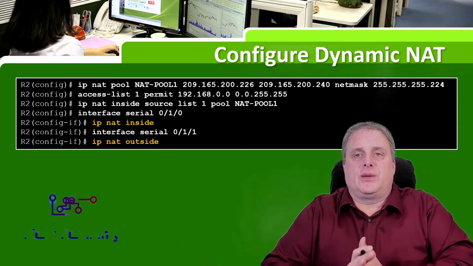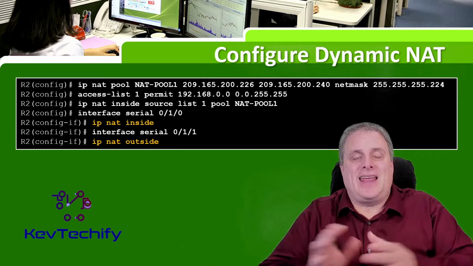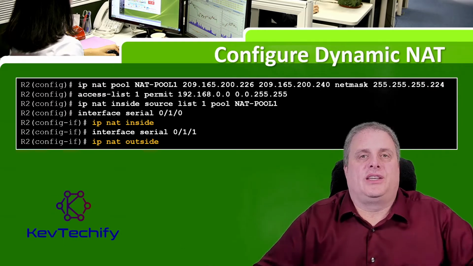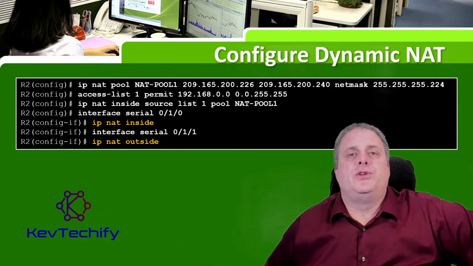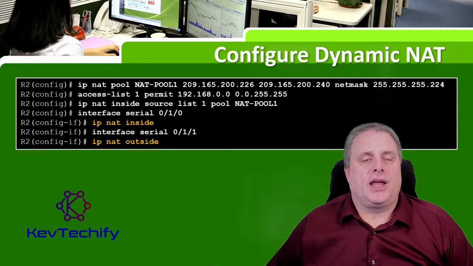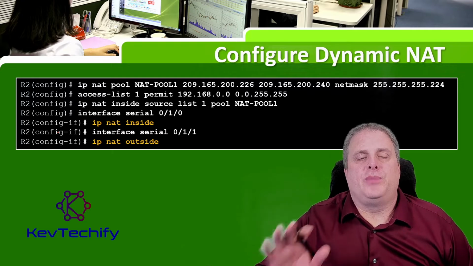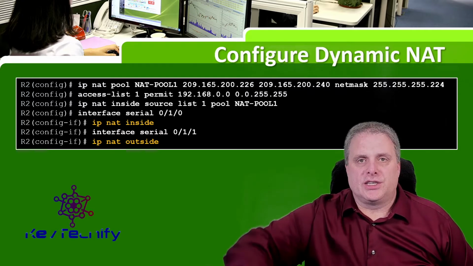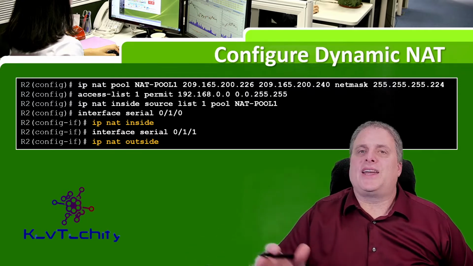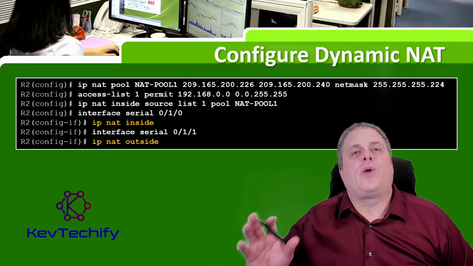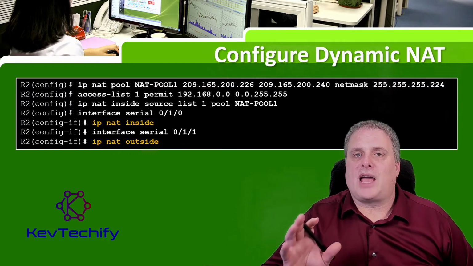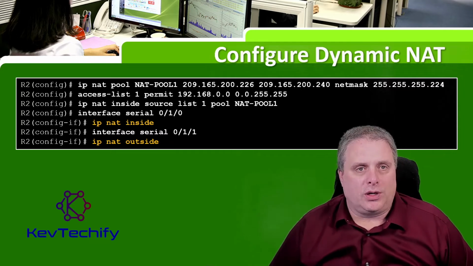There's 3 steps to configure dynamic NAT, and then we have to apply it to the interfaces. The first step to configuring our dynamic NAT is to define a pool of addresses that's going to be used for translation. This is the IP addresses you're going to get from the ISP. Your ISP is going to route all traffic for those IP addresses to your router.